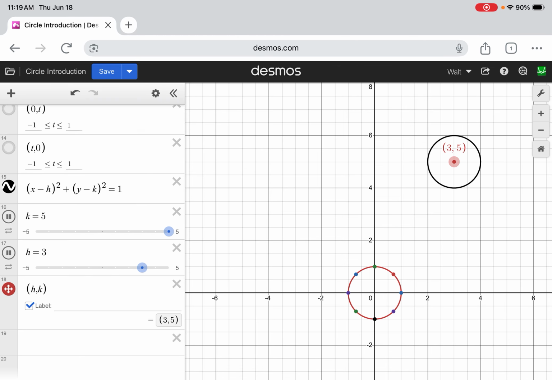But this is how we, first of all, define a circle. It's the union of all points equal distance from a center point. And then how we move that circle around, well, we change what's in there being squared with the x and what's in there being squared with the y.